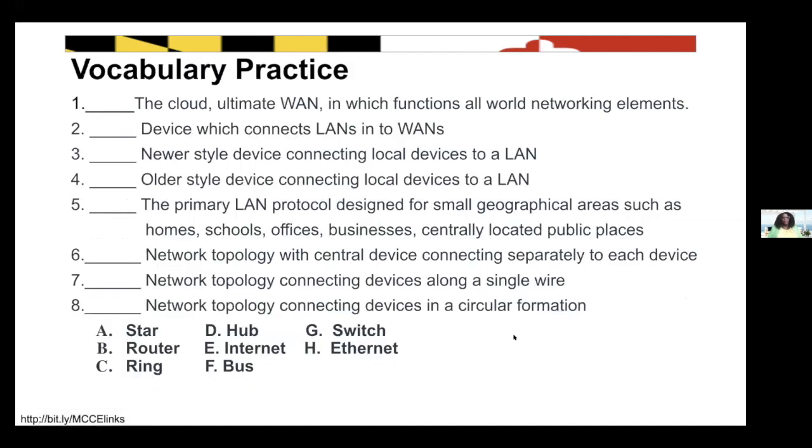So with all that information, let's take a break. Read this vocabulary practice and see if you can fill it in. And once you get them, you can just post them into our chat right there, or we can talk afterwards. So we'll take a couple of minutes from me doing the talking, and you review this vocabulary for a minute.